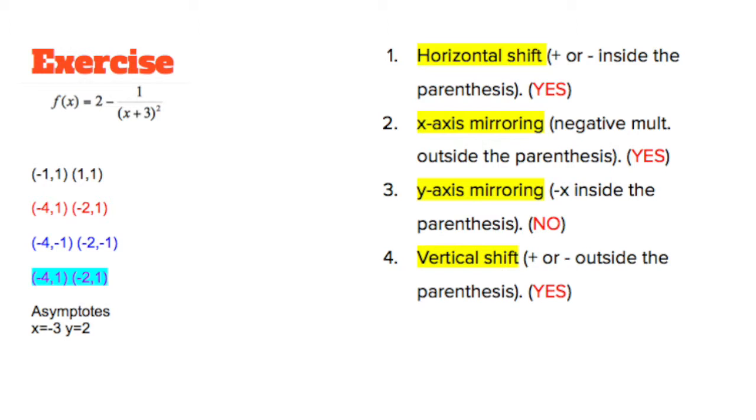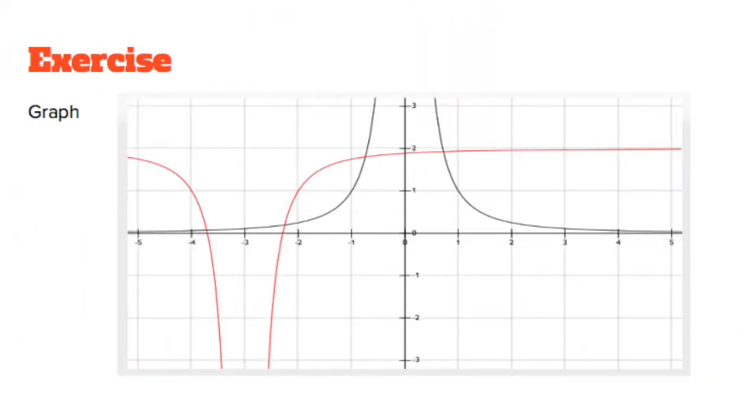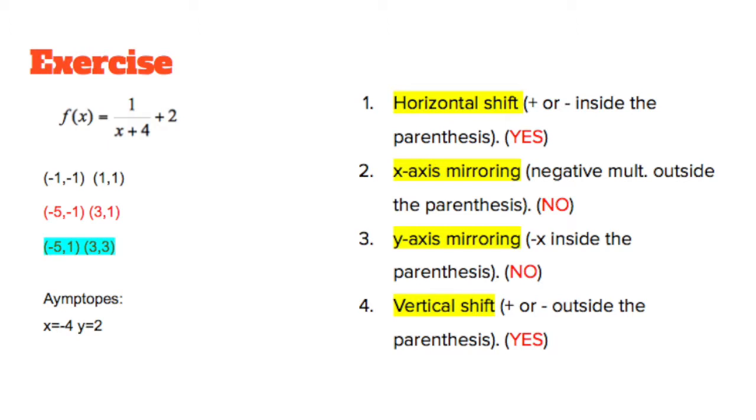So now let's graph it. So now you can see how the graphs transform. Now let's try to do another exercise. Let's try to graph f of x equals 1 over (x plus 4) plus 2.